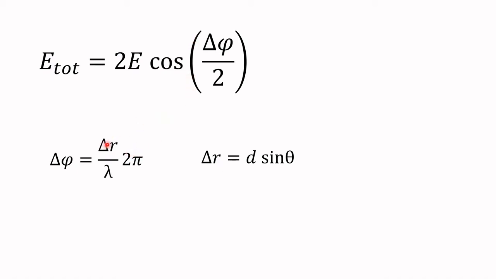But what's delta R? We've already seen that for the far field approximation, when your screen is far from the slits, or in other words, when the screen distance capital L is much larger than the slit separation lowercase d, then the rays are essentially parallel. You can use this expression for delta R. So first you would calculate this, plug it in here for delta R, and then you could plug that whole thing in for delta phi.